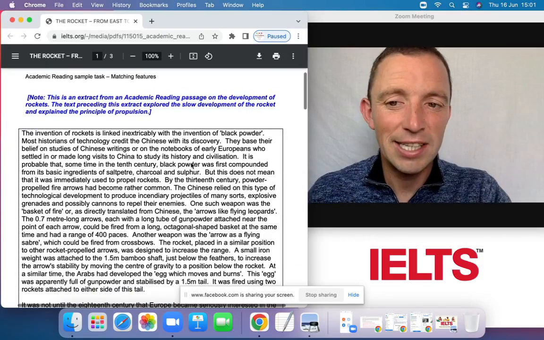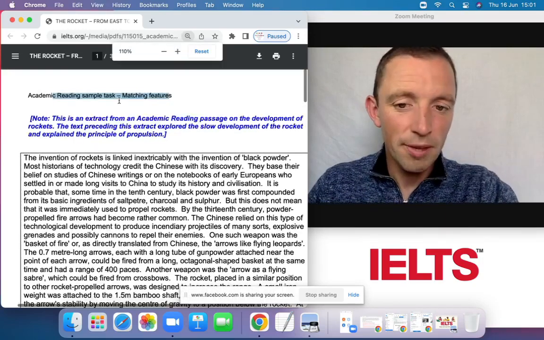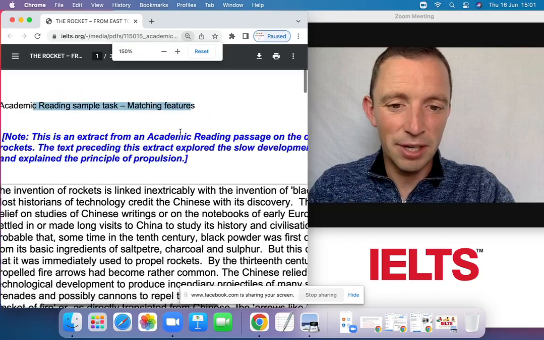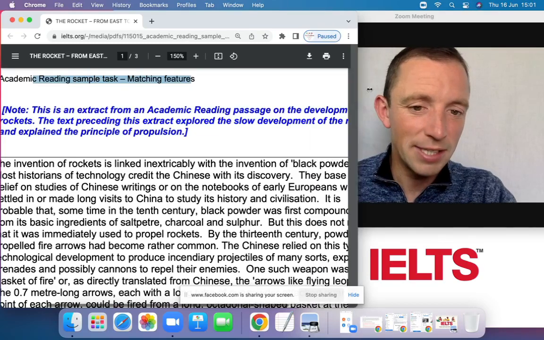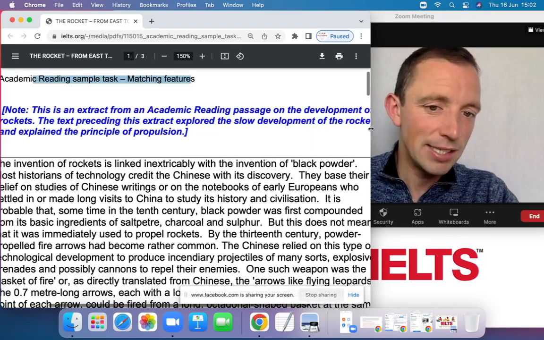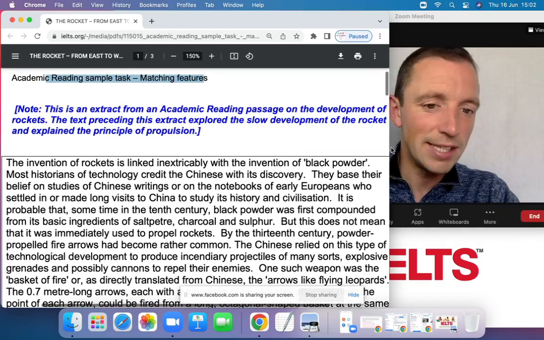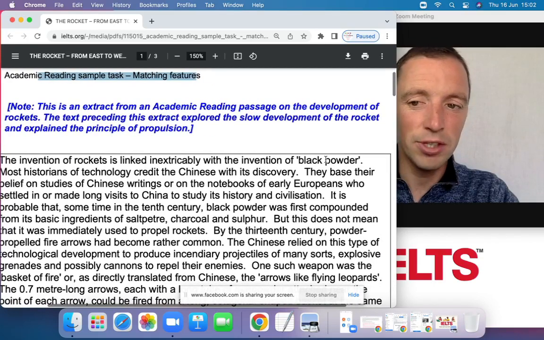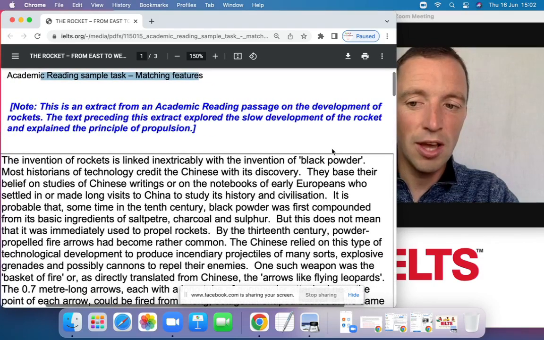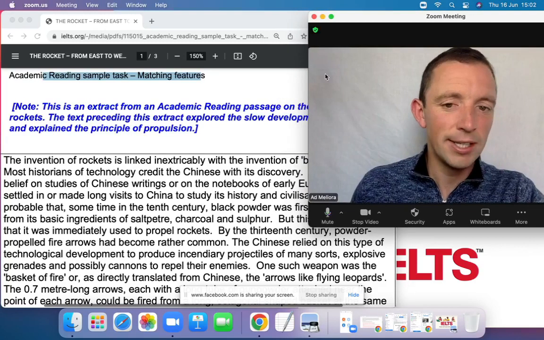So as I said, this is the academic reading sample, and this is called matching features. So you can see it's very small, and I tried to make it a little bit bigger now so we can see everything together. And let's begin. So first we will probably read the text, and then we will look at the questions. So first it's important to read the instructions, of course, and that is perfect now. So I'll just move my screen here.